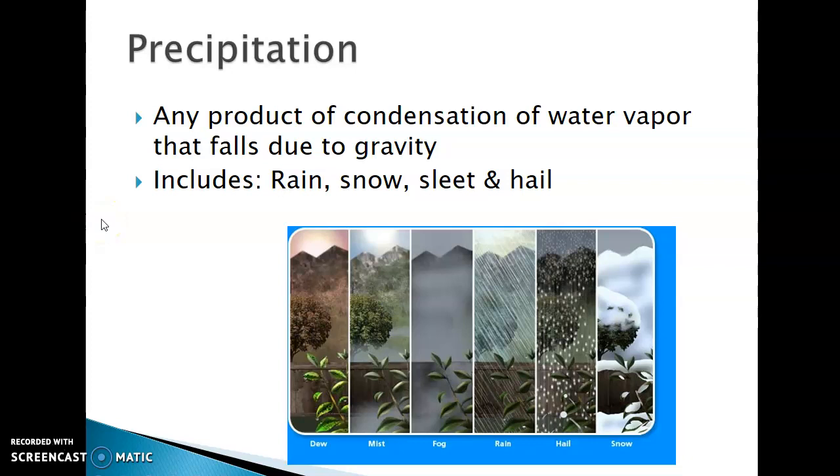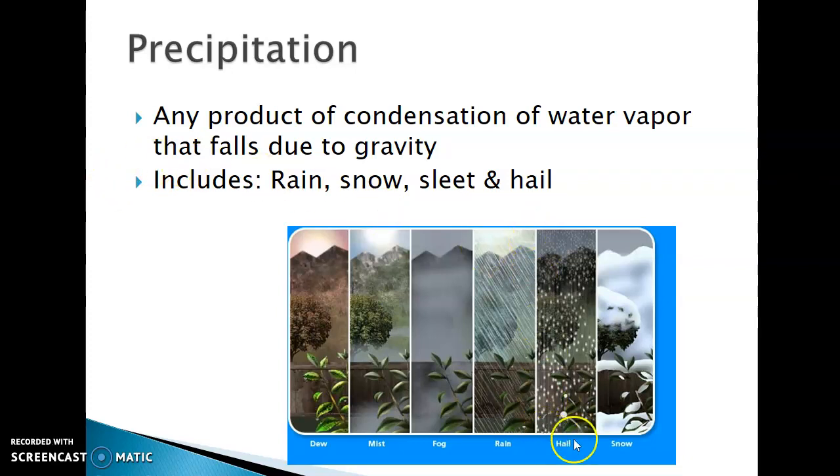Precipitation is any product of condensation of water vapor that falls due to gravity. Condensation is how liquid droplets appear in clouds, which are made out of water vapor. And depending on the temperature range, you can end up with liquid water falling from the sky, such as rain, or solid forms: snow, sleet, hail. All these different things count as precipitation.